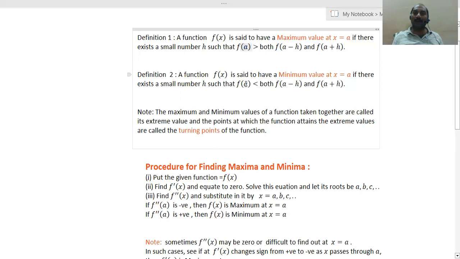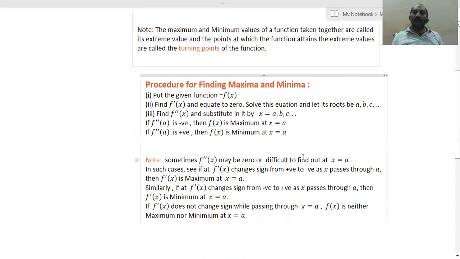Here A is called a turning point. F of A is called the extreme value. The point A is called the turning point. Turning point means from that point only the nature of the graph changes, positive to negative or negative to positive.